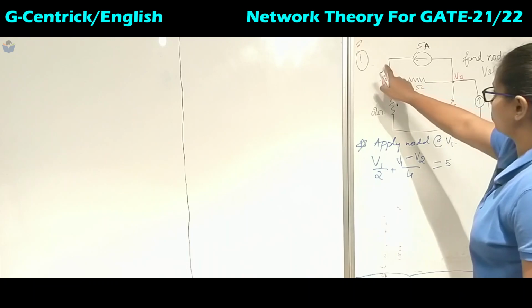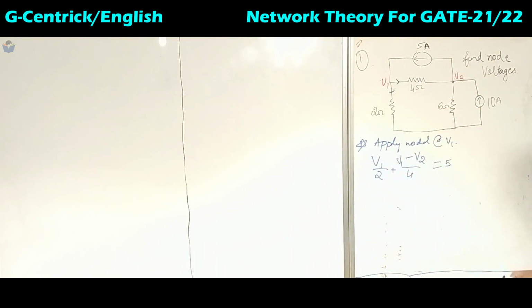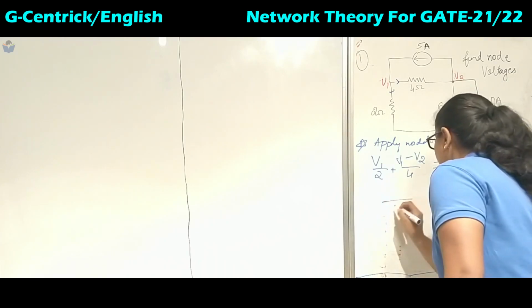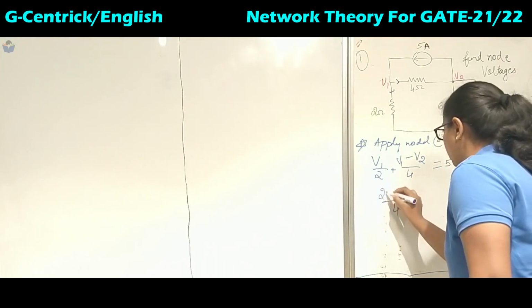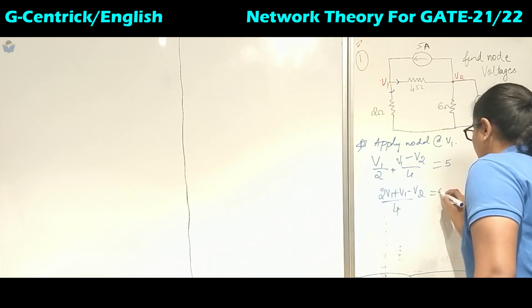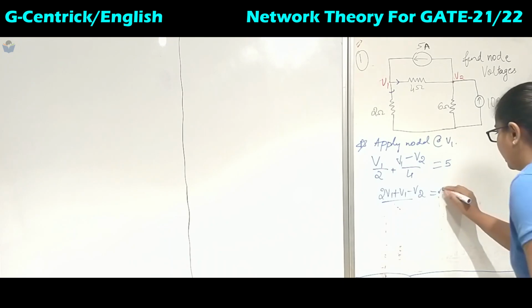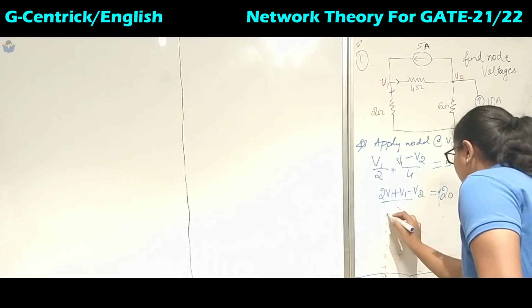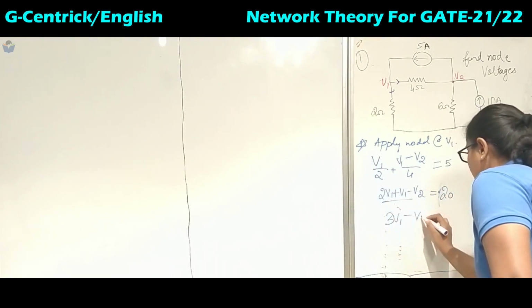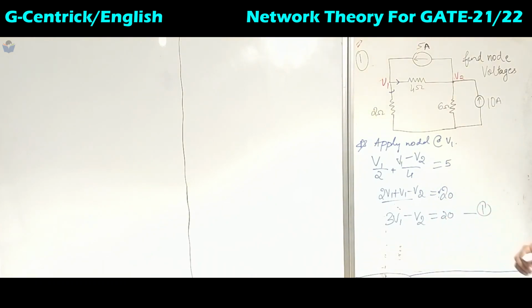So count the branches 1, 2 and 3. So there must be 1, 2 and 3 terms in this equation. So take the LCM of this, which is nothing but 4. So this is 2V1 plus V1 minus V2 is equal to 5. Now if I take the 4 over that side, it will become 20. Okay, so this is 3V1 minus V2 equal to 20. This is our equation number 1.